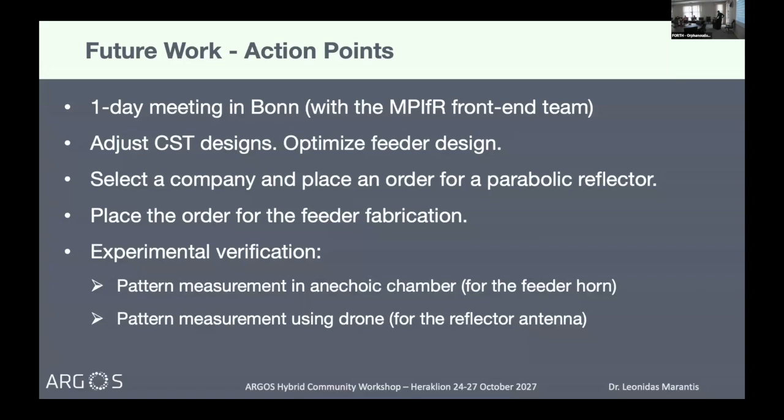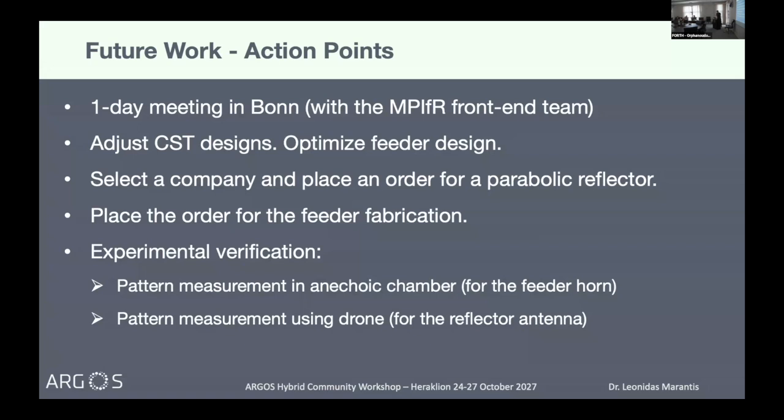And at the end, some action points for our future work. We are planning to do a 1 or 2 day meeting in the fall, I don't know, in December, with the Max Planck Institute. We're going to go there in order to discuss the interface between all the antenna parts that we are doing at the University of Piraeus and the Max Planck board, and the rest of the RF chain and the front-end system, how we're going to interface.